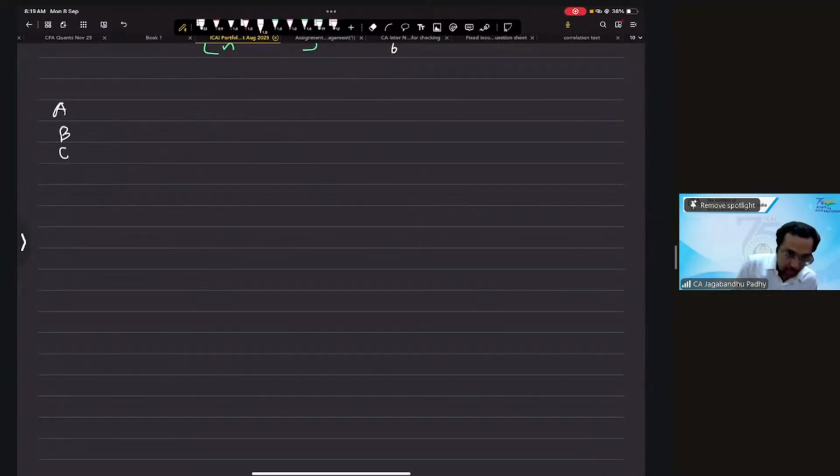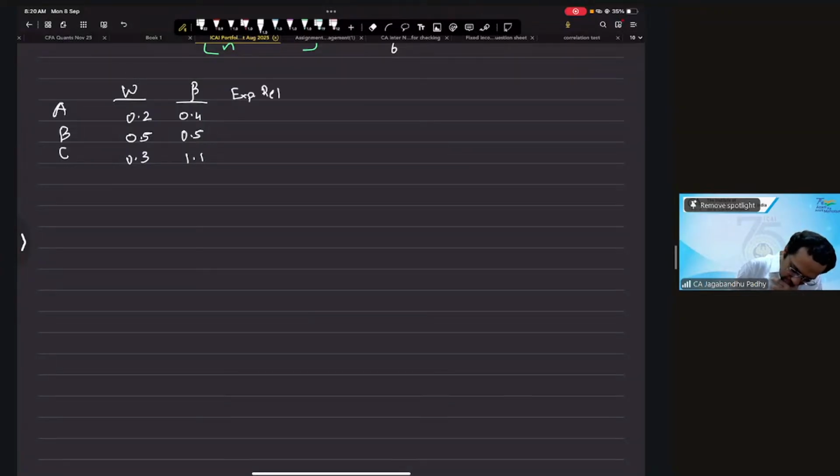So we have A, B, C, 3 securities. Their weights are given to us to be 0.2, 0.5, 0.3. The betas are 0.4, 0.5, 1.1. Then we have the expected returns, which is 14, 15, 21.